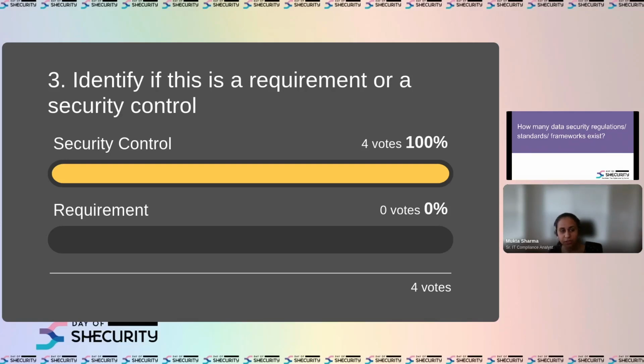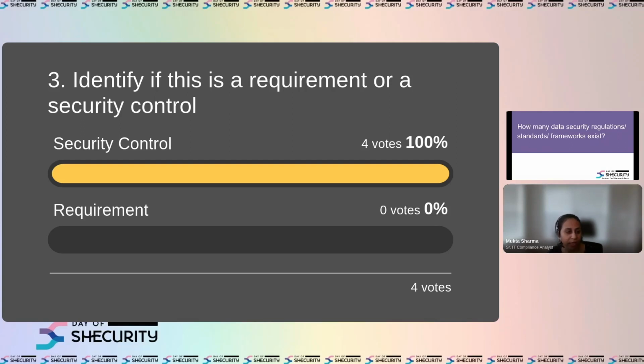I could not find an inventory which could clearly spit out and say that these are the number of data security regulation standards or framework that exist globally. It's totally depending on your business that you have to keep up with. For example, ISO 27000 series has 45 standards, but the most popular ones are 27001 and 27002. So there are multiple regulations and standards that are applicable globally and locally.